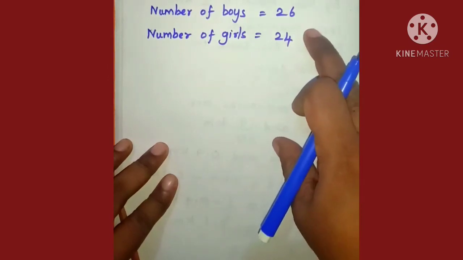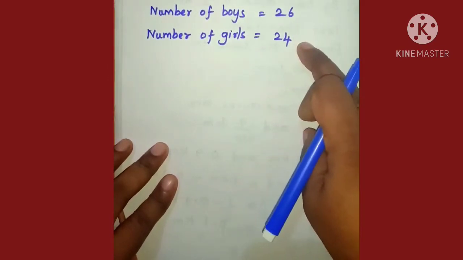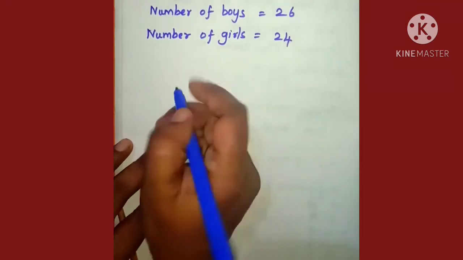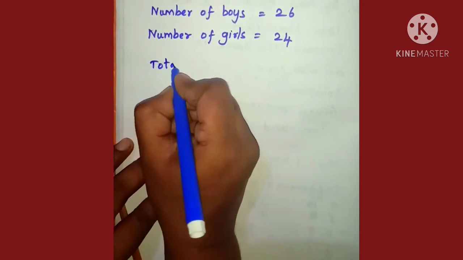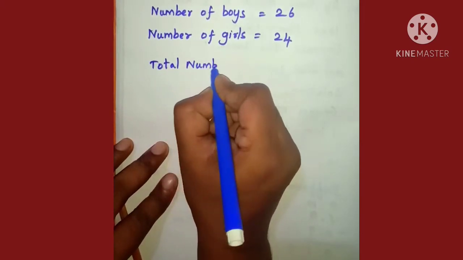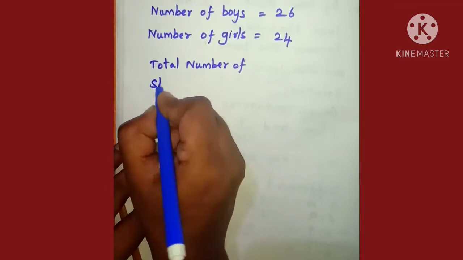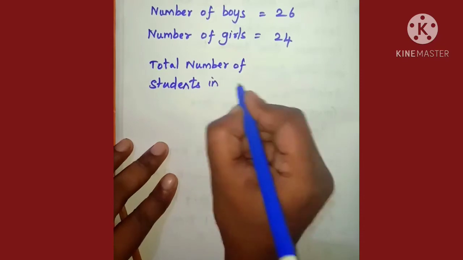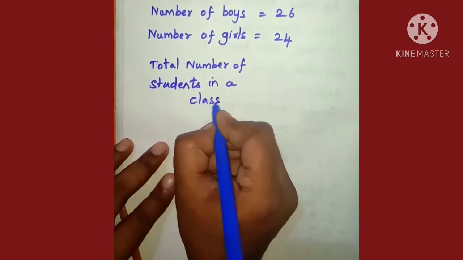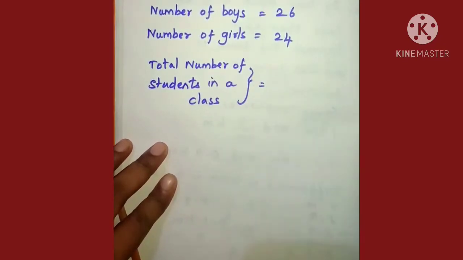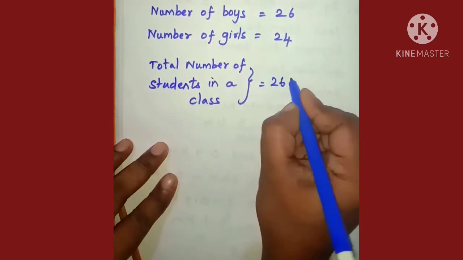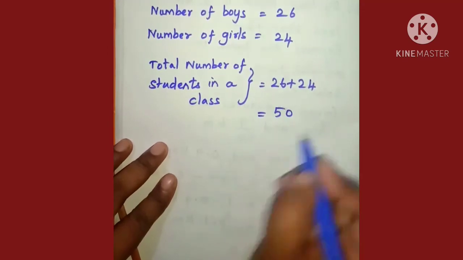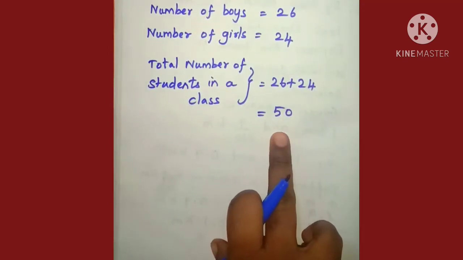So, in a class there are 26 boys and 24 girls. So, total number of students in a class is equal to, how will we find? We have to add these two values. 26 plus 24, which is 50. So, the total number of students in a class is 50.